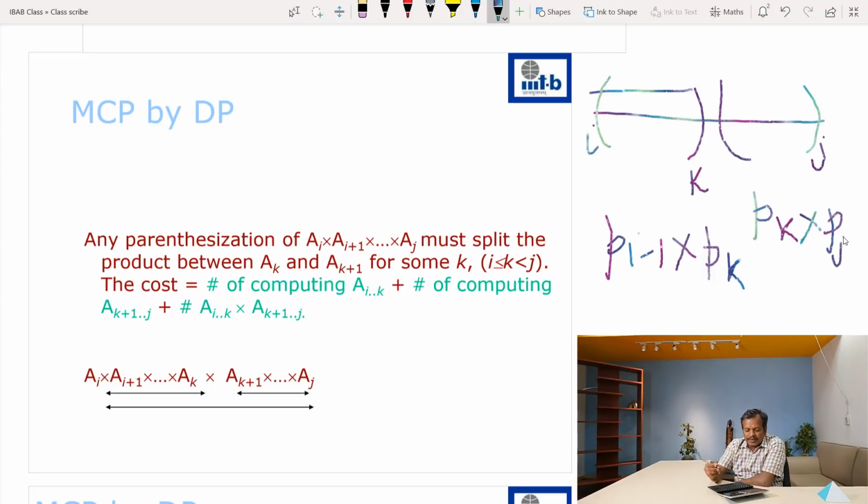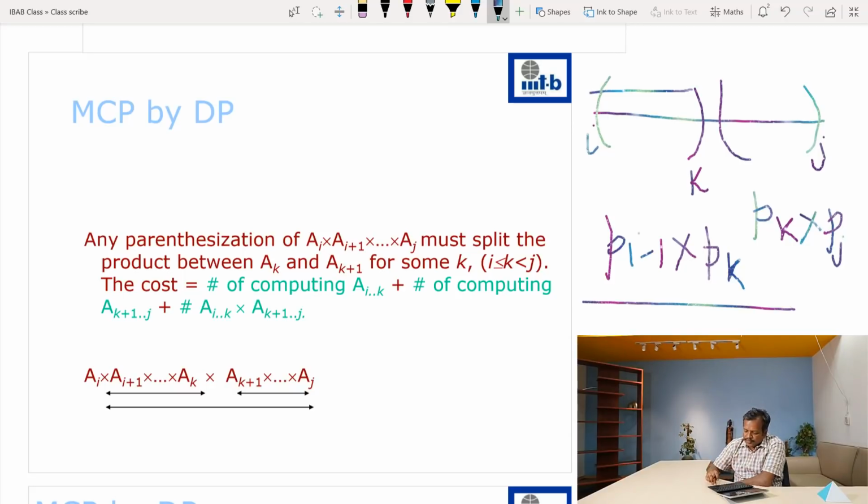So, the last matrix multiplication that I have to do will be of a matrix of size P of i minus 1 into P of k, and the other matrix of size P of k into P of j. If I have to multiply these two matrices, the number of computations that I have to do is P of i minus 1 into P of k into P of j.